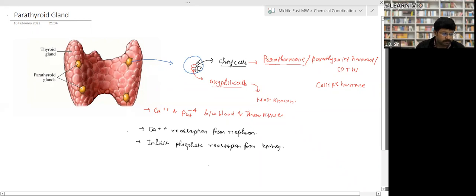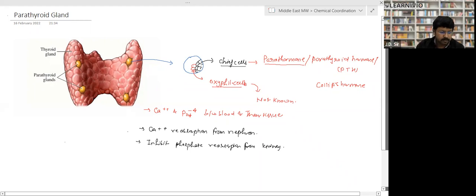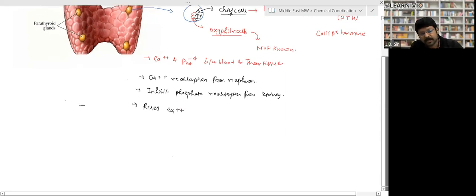It controls the blood calcium level. It raises the calcium level in blood.